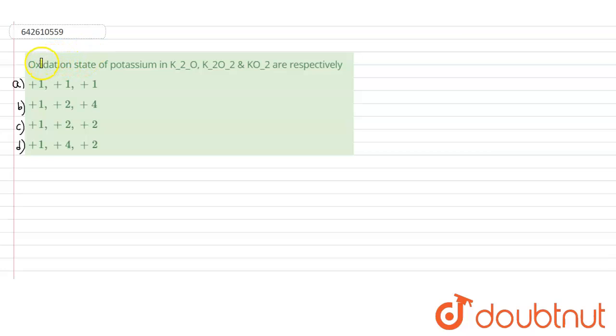Hello, so the question says: what is the oxidation state of potassium in K2O, K2O2 and KO2 respectively? We have to tell the oxidation state of potassium. We have three compounds: one is K2O, potassium oxide, and another is K2O2, which is a peroxide, not a superoxide, and KO2, which is a superoxide.